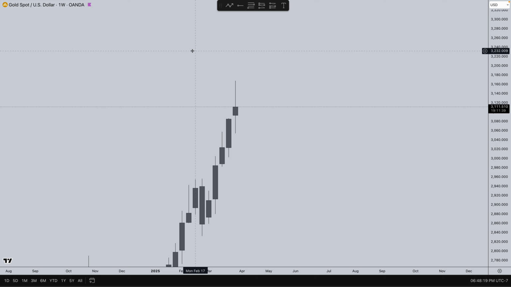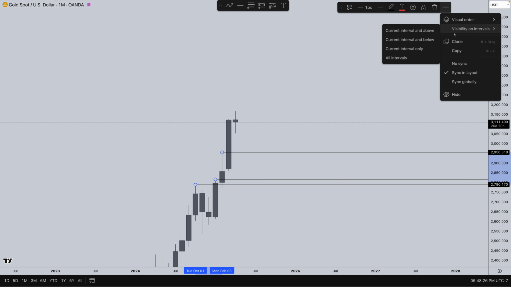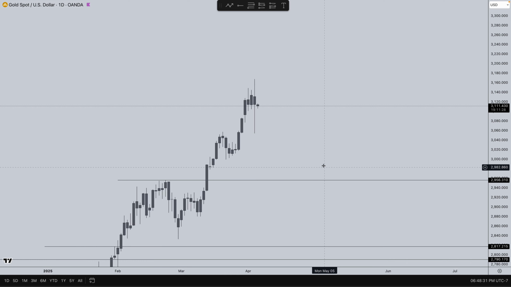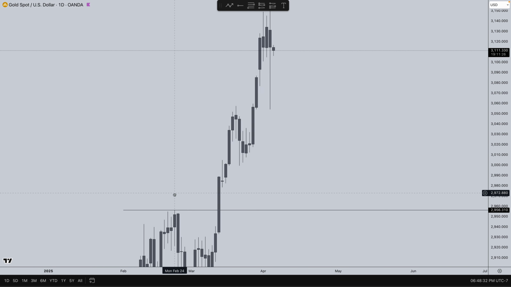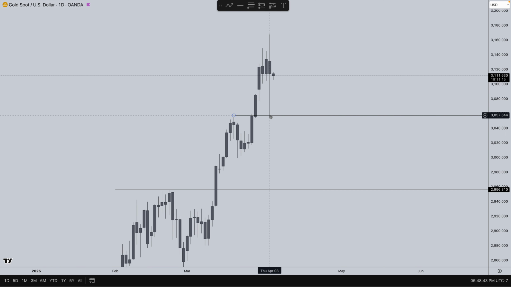I like to stick to the monthly, weekly, daily. This is crazy. Let's work our way down. Same thing. And then this is where I see this long wick and it reacted off of this break of structure right there. Step 3 was the break. Step 4 was the retest. So that was an easy play.